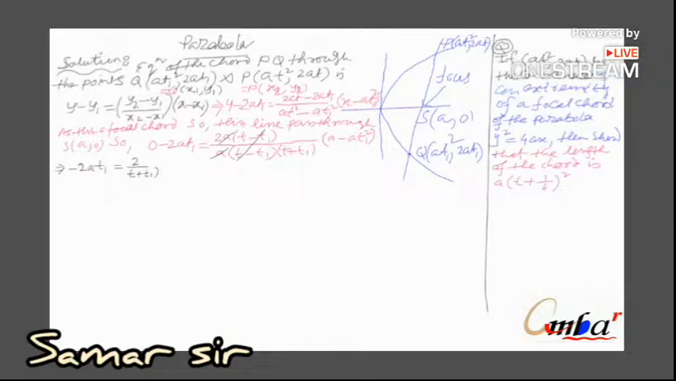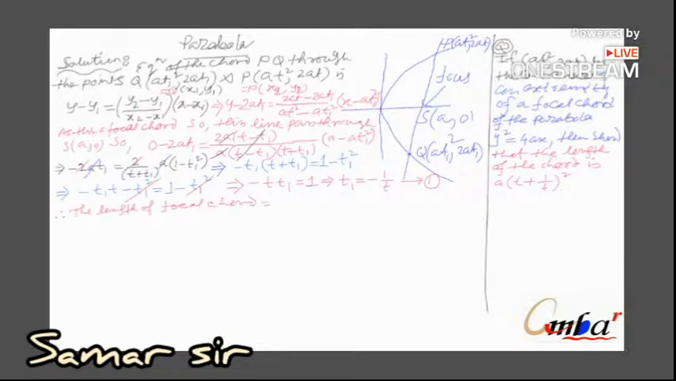Now this step here is 2 minus twice a t1, 2 by t plus t1 into a into 1 minus t squared. A are cancelled and 2 are cancelled. Then we got here t minus t into t plus t1 equal to 1 minus t1 square. So we got here tt1 equal to minus 1. So t1 is equal to minus 1 by t. This is equation 1.